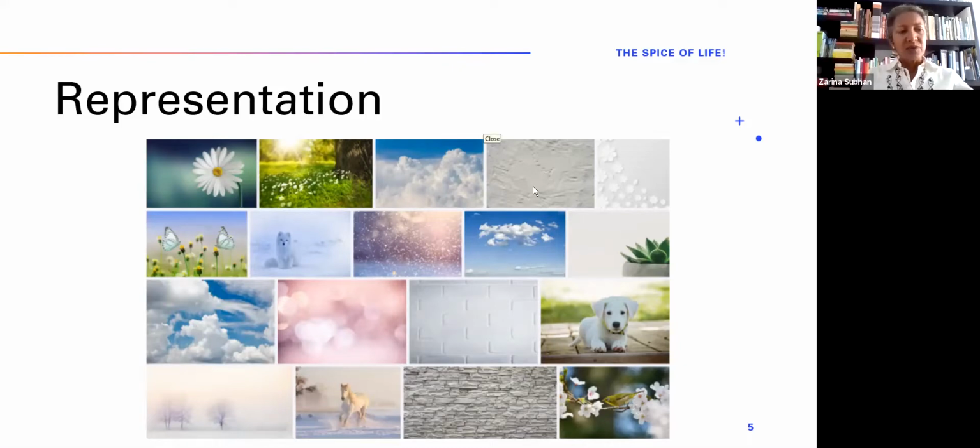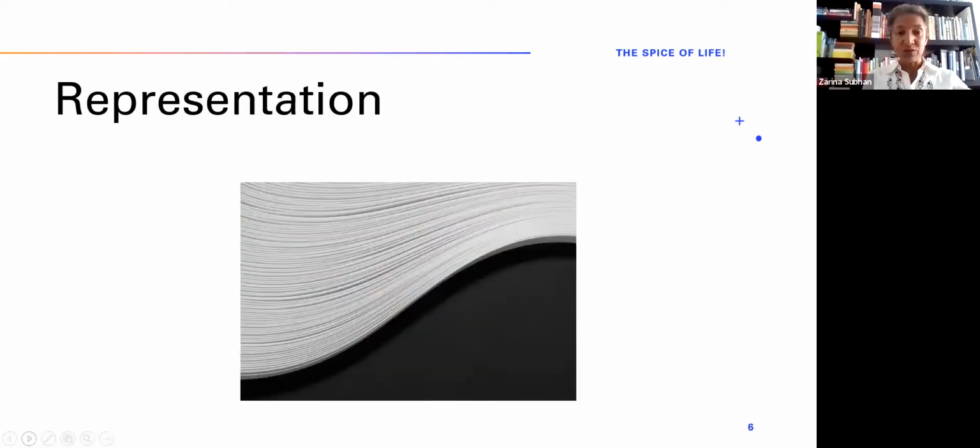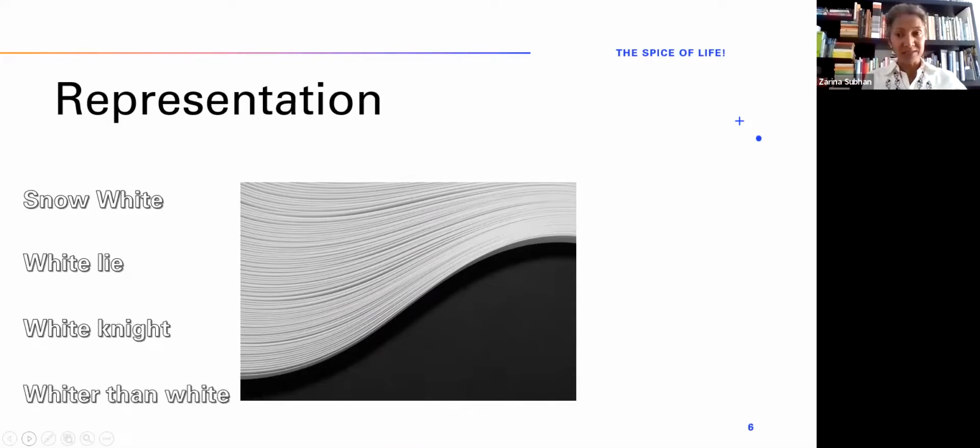So we can also think about words that we use that are related to black and white phrases, for example. So some of you mentioned snow. Well, we've got Snow White. We've got white lie. We've got white knight. We've got whiter than white. Snow White is related to innocence. White lie is forgivable. It's not that big a deal.